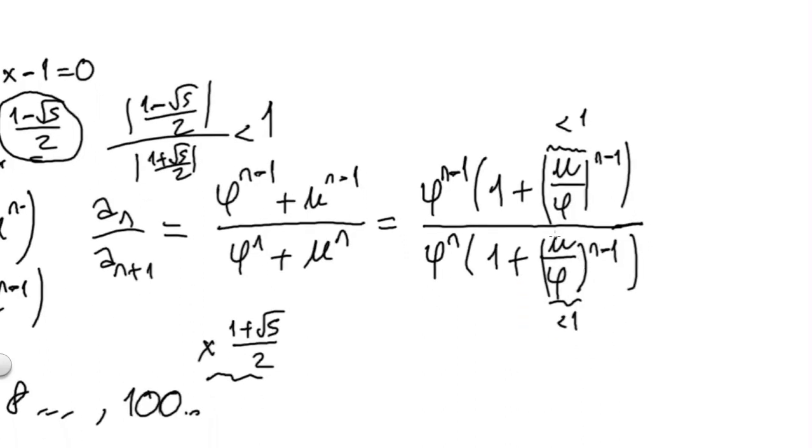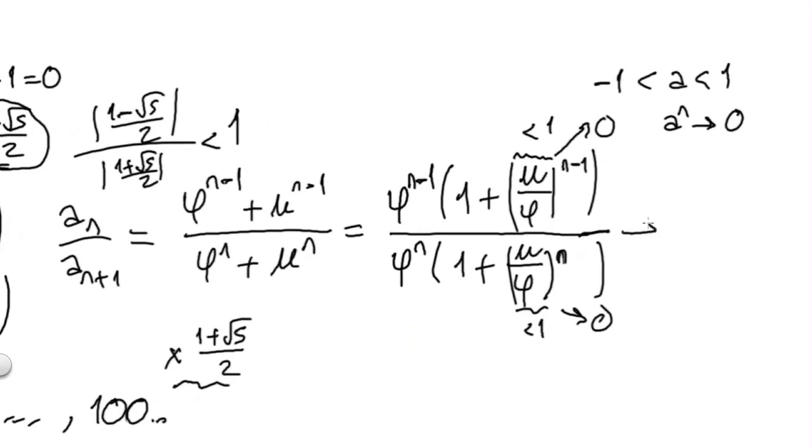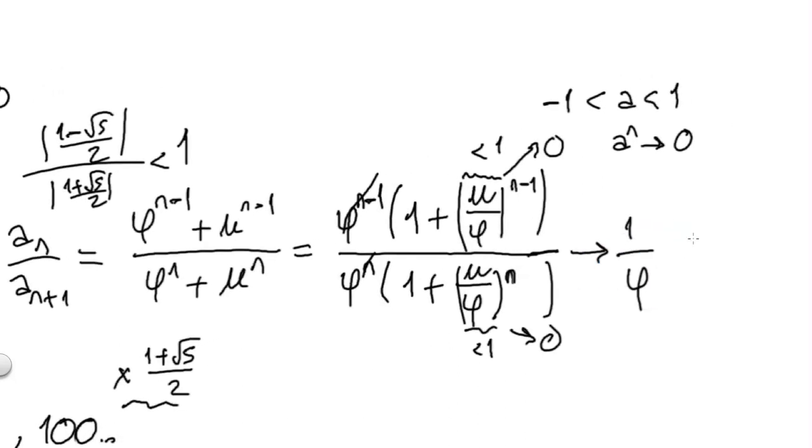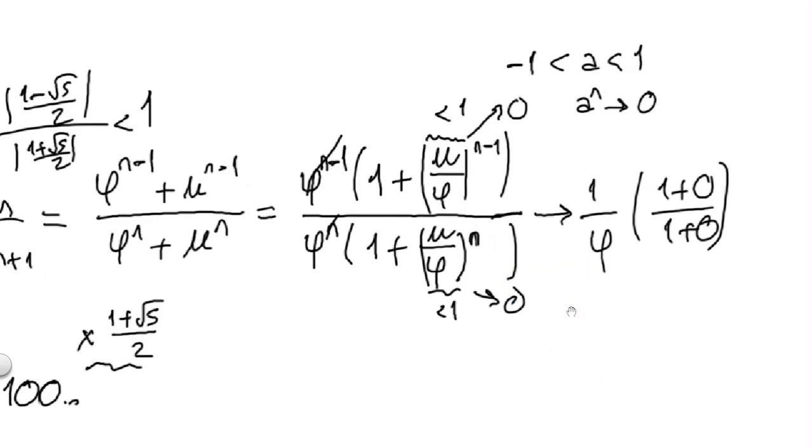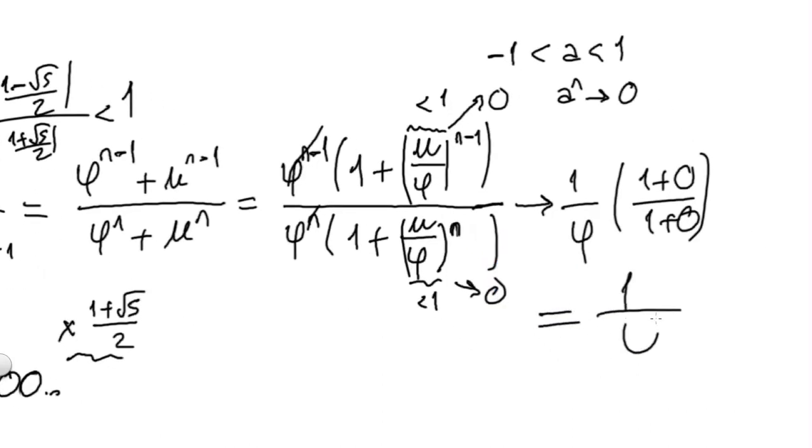And I know that if I take the limit of this thing, it will just go to 0, because it's between minus 1 and 1. If I take its n-th power, it will just converge to 0. So this thing will go to 0. And also this is just n, it doesn't matter, so this will also go to 0. That's a lot of arrows. So these two will just cancel, leaving 1 over phi, and it will just be 1 plus 0 over 1 plus 0. So this is just going to converge to 1 over phi.